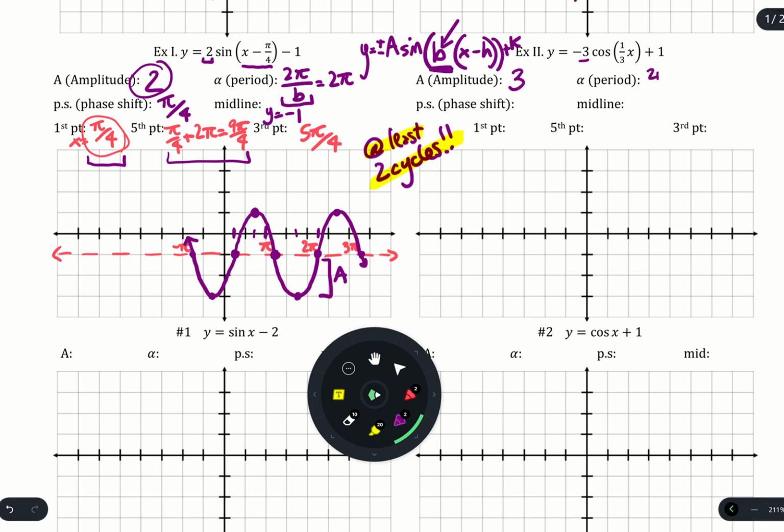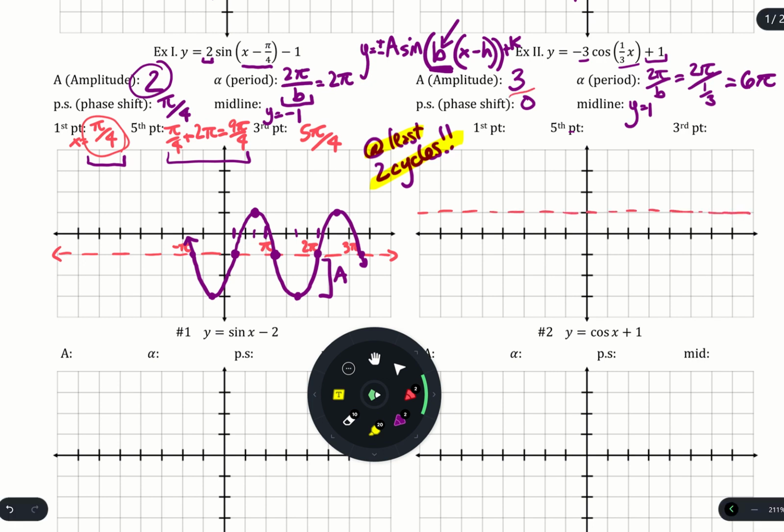The period is 2 pi over b, which in this case is 2 pi over 1/3, which is 6 pi. So it's going to take 6 pi to complete 1 full cycle. The phase shift, so we're not adding or subtracting anything here, so there is no phase shift. And then the midline is the vertical shift. That's going to be y equals +1 in this case. So my midline, go ahead and switch colors here. It's going to be +1.